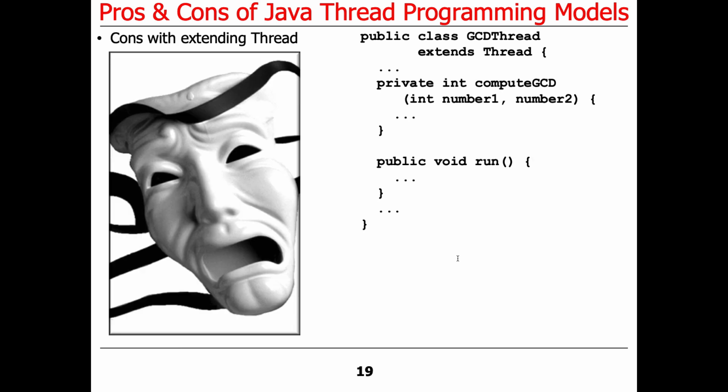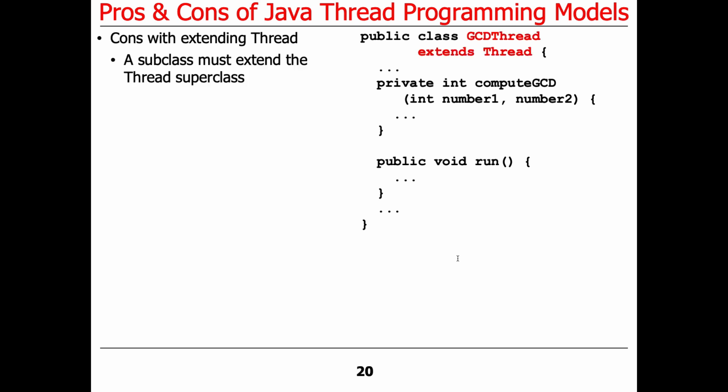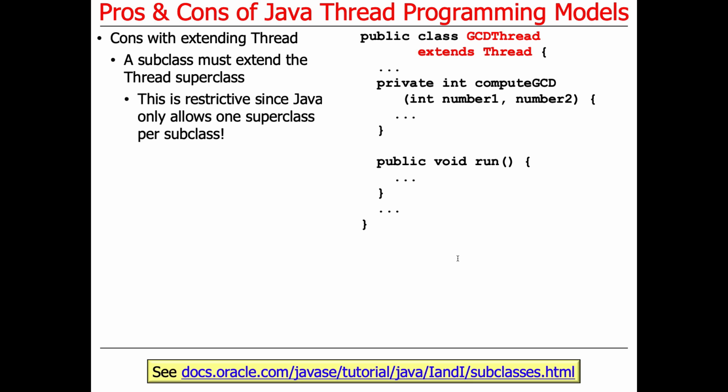There are some downsides, however, with extending thread. One of the problems is you have to extend the thread superclass. And one of the weird quirks of Java, which is not the same quirk that C++ has, is that you can only extend a single class. So in Java, you can only extend one superclass, where they don't support multiple inheritance. They support multiple interfaces for a class, but not multiple inheritance of superclasses. So at this point, you've kind of blown your dependency on the thread superclass. And you can read more about this and learn why that's the case. I won't go into the details of it unless you're really curious.